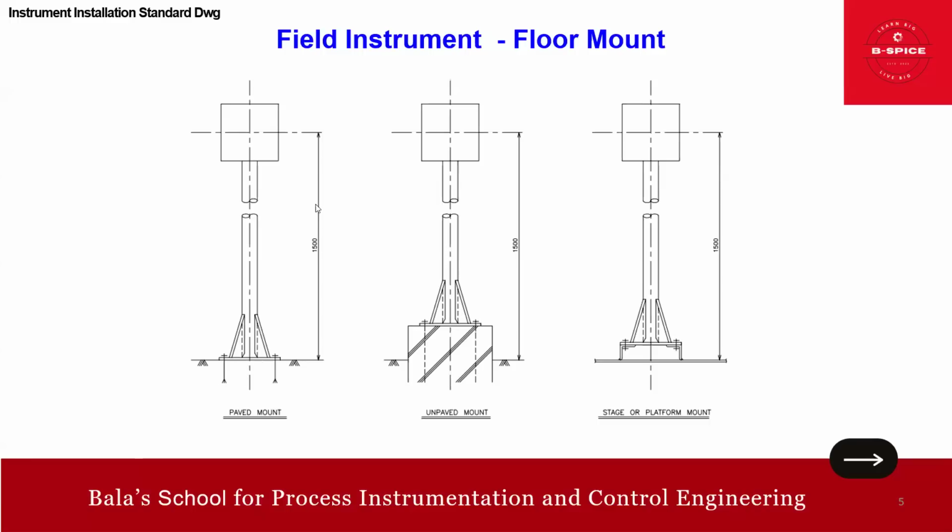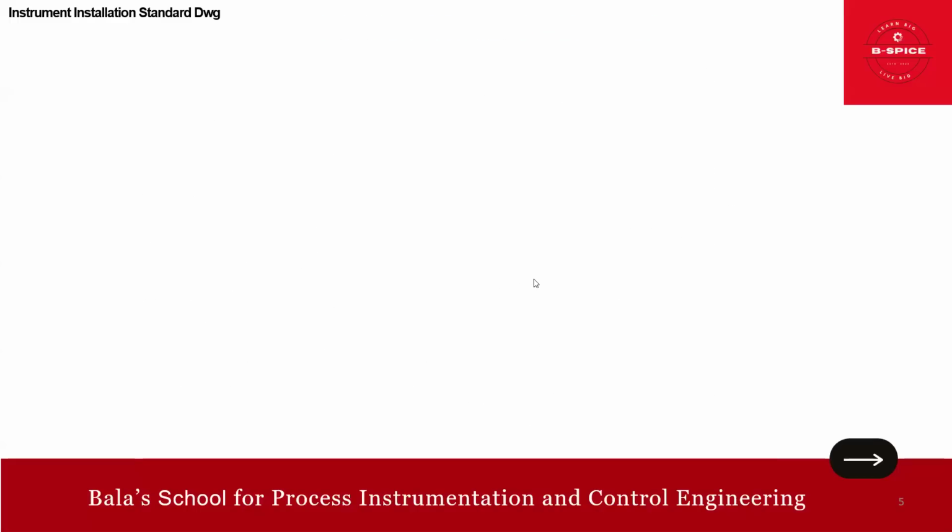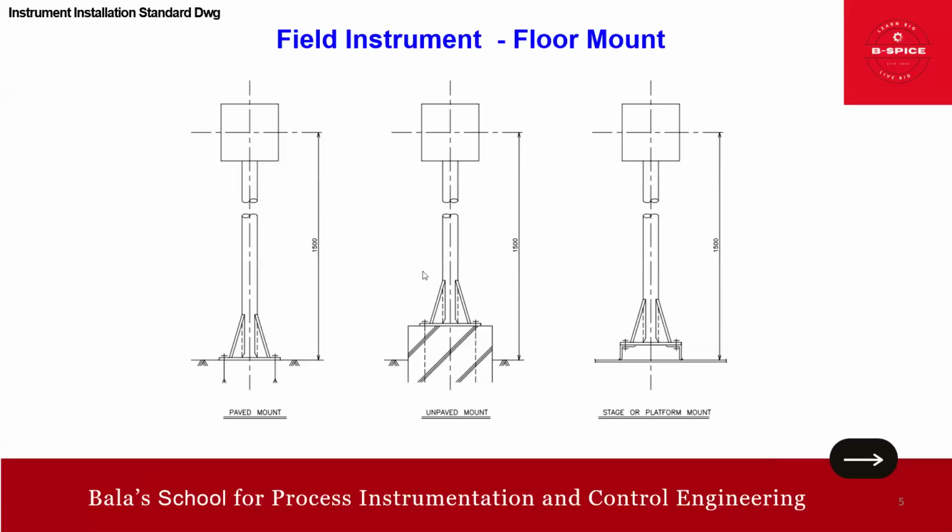So you see here, what is the height? It is 1,500. And here also it's unpaved, right? Unpaved means it's like a foundation, and above that you are mounting your instrument. Here it's a stage or platform. This is actually to give you the dimension. Already we have all the details. This is just to give you a dimension of what height you have to put it.